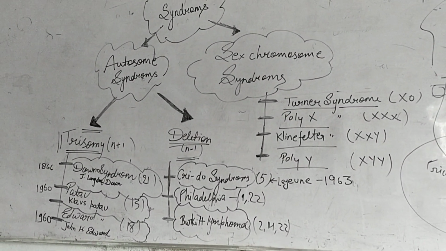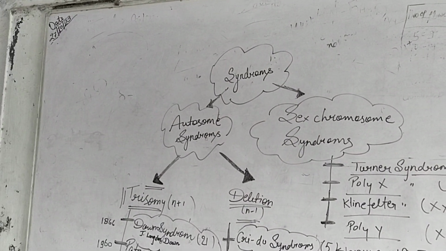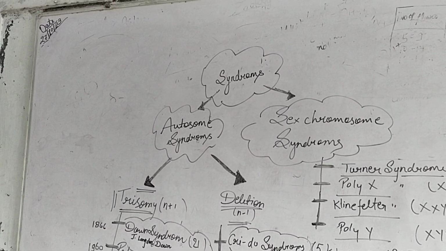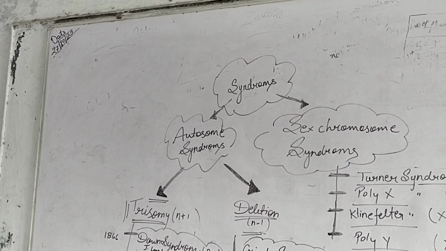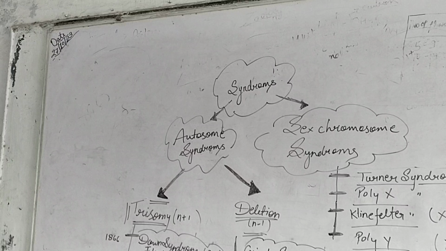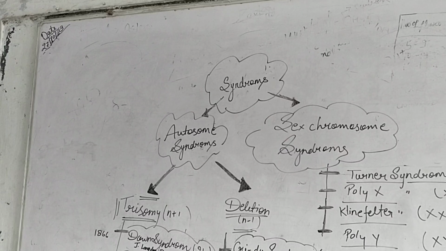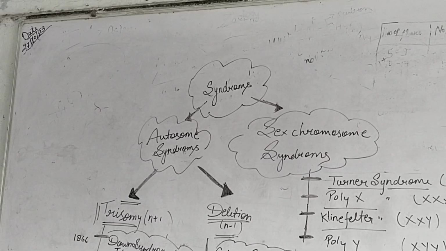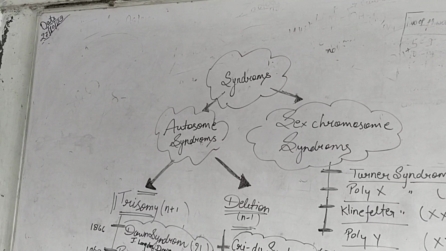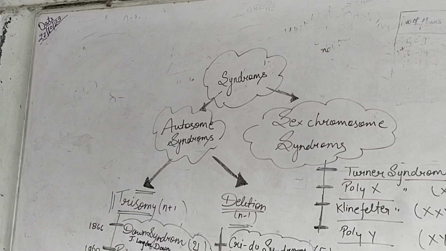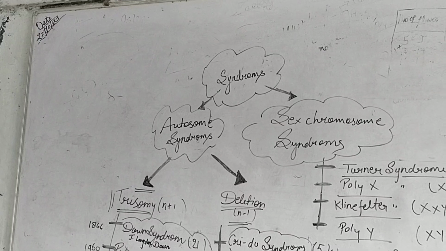Autosomal syndrome is further divided into two kinds. The first is trisomy. We know that normally all chromosomes have a pair, which is known as disomy. But in trisomy, tri meaning three, the number of chromosomes is increased by one. The other kind is deletion, where a chromosome is destroyed or deleted, so it is known as n-1, or monosomy, because the number of chromosomes is reduced. If there was a pair of chromosomes, after the deletion only a single chromosome remains, so it is known as monosomy.